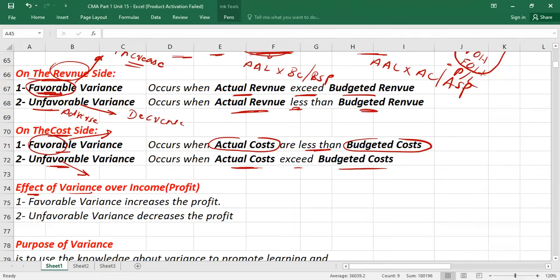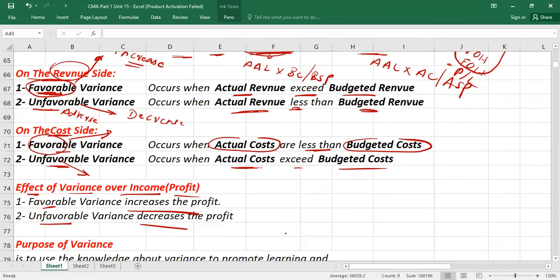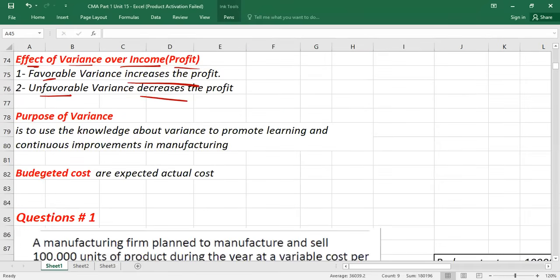This is what is written in the shortcut here: effect of variances over income or over profit. Favorable variance always increases the profit. Unfavorable variance always decreases the profit. Understood? I hope that is clear. So now guys, here we have one more small concept. What is the purpose of variance? Like why is variance calculated? What's the reason for it?